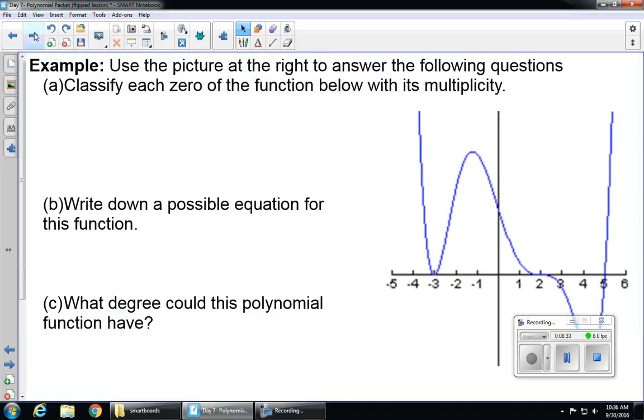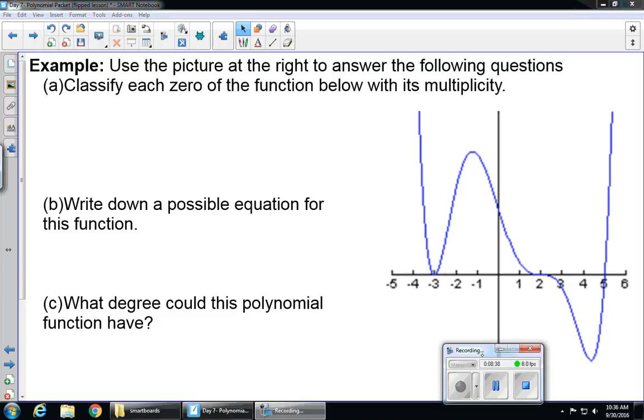Okay, so if we take a look at this example, what's happening here is you're going to see that there's going to be multiple different multiplicities in a given graph. So they want us to classify each 0 of the function below with its multiplicity. And remember, a 0 is the same thing as a root or a solution or an x-intercept. So let's take a look at our first x-intercept. The first place this graph touches the x-axis is at x equals -3. And if you notice, it's a bounce. So at x equals -3, since it's a bounce, that means it's a multiplicity of 2.